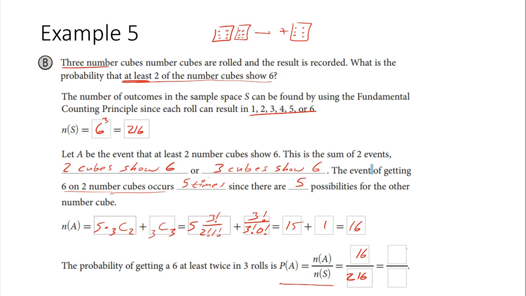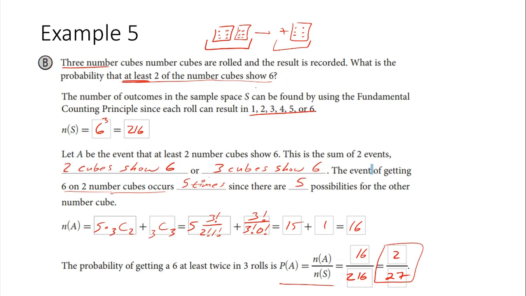All right, and we can reduce that to 2 out of 27, and that'll be your answer. So basically, it's a 2 out of 27 shot of at least rolling 2 sixes. But we're also including the third 6. Why not? That's technically a 6. You still get at least 2 of your cubes to show you 6.